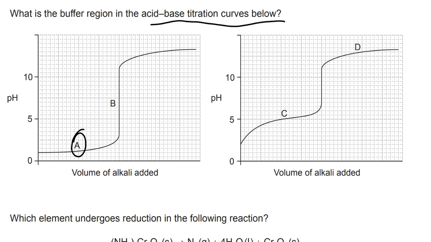Wait, why can't I? These both look like buffer regions, but volume of alkali added. I think maybe A is the better buffer region because when you have the buffer being added, there's a bit more of a steeper change here. That's more noticeable, so that's kind of bad for a buffer. Whereas this one's really flat, so I'm going to go with A.